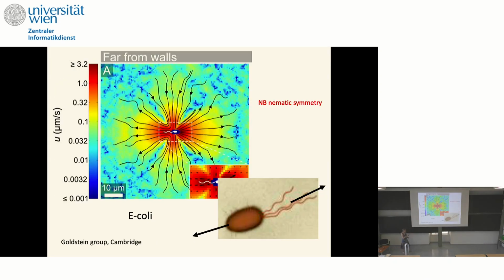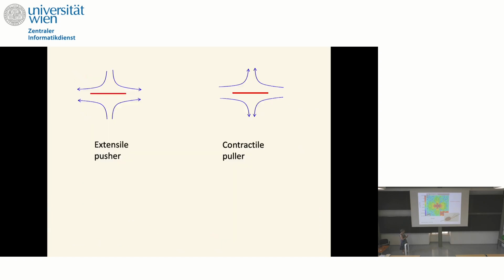And an extensile system is one where the flows go in the direction of these arrows. In swimmer language, it's a pusher. If I change the arrows over so the flows are going outwards from the sides and inwards from the ends, that's contractile. And in swimmer language, that's a puller. So symmetry of the flows ends up making a bit of a difference to what's going on.